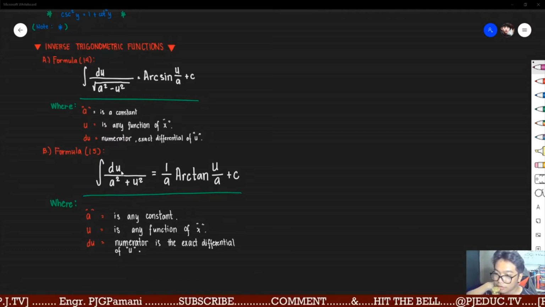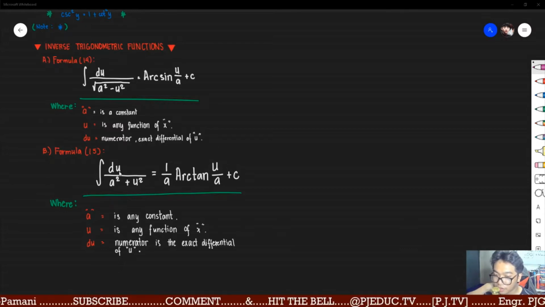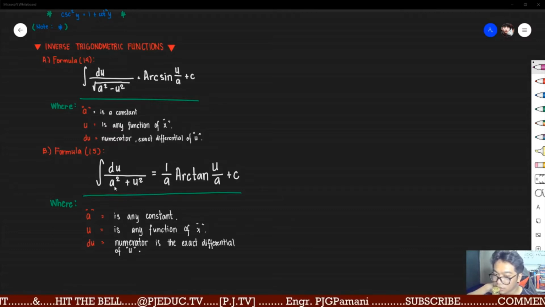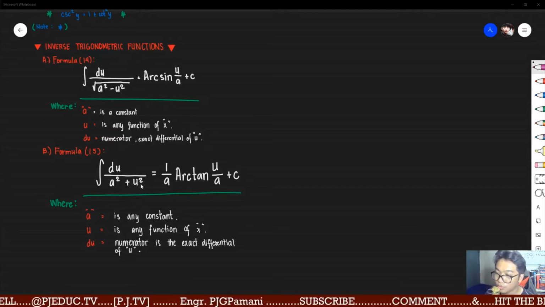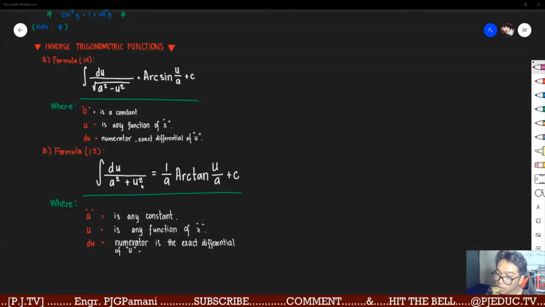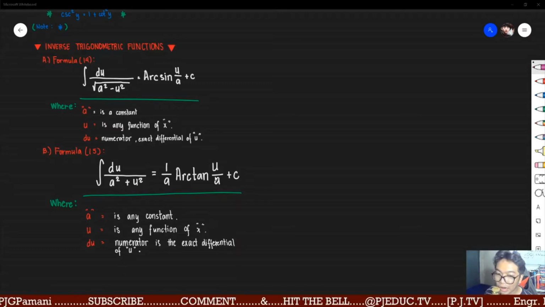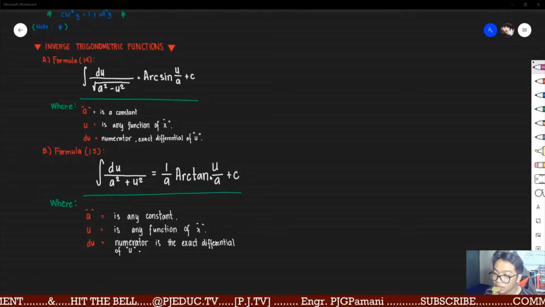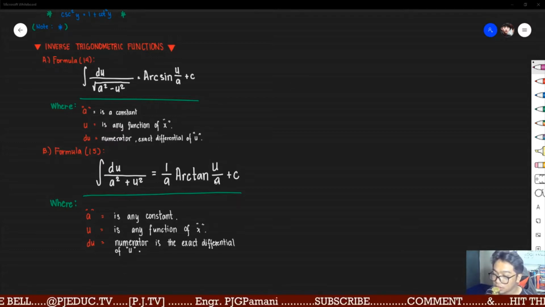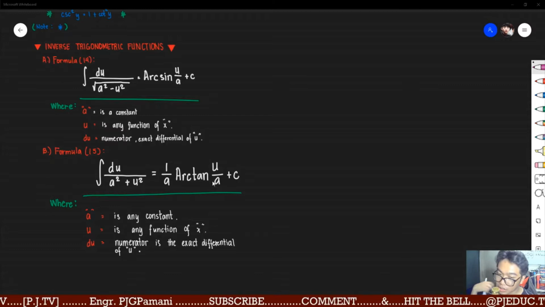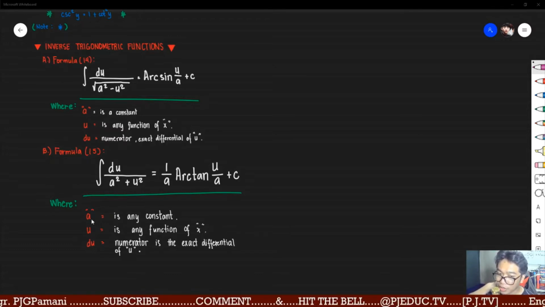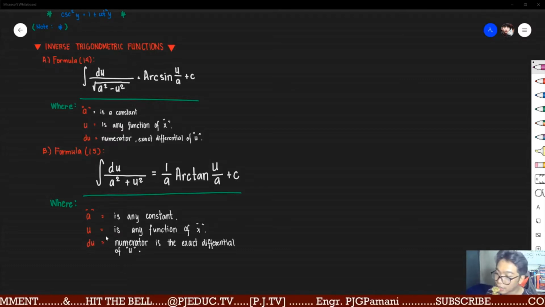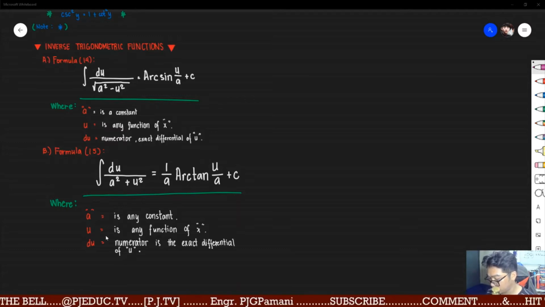Next part of inverse trigonometric function is our formula number 15. The integral of the exact differential of a function u over a squared, or a constant squared, plus the function u squared, is simply equal to 1 over the constant value a times arctangent, which is simply tangent raised to negative 1. Alam nyo naman na yan. Times the function u all over the constant a, plus your unknown integration constant. Ganun ulit. a is any constant, u is our function of x, then du is the numerator, which is the exact differential of a function u.